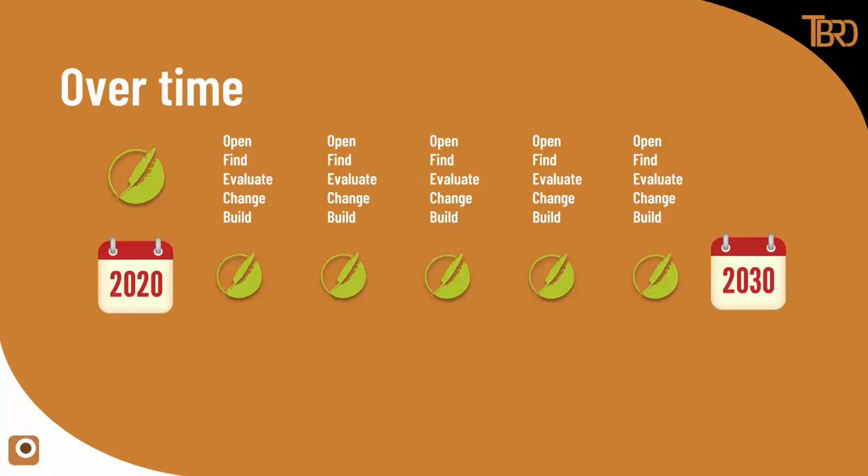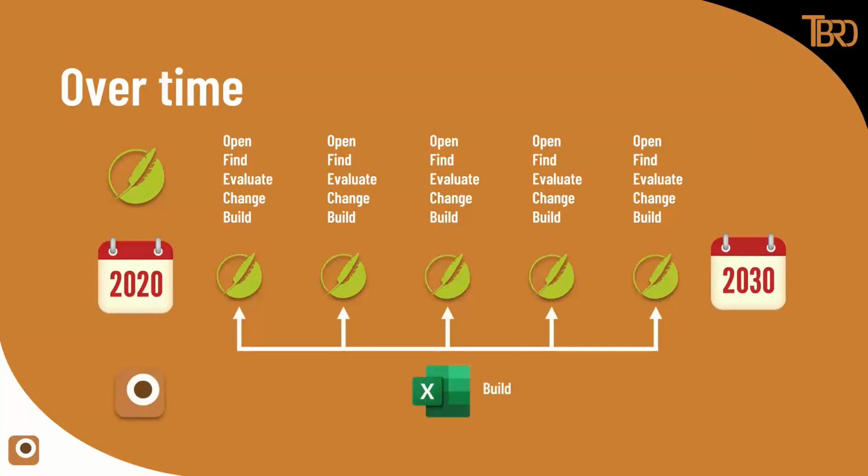Pre the last slide. In the target control world, it's quite different because we don't have to open, we don't have to find, we don't have to evaluate, we don't have to change, and we don't even have to build every single time because target control through the storage of all these values in the Excel file can do this for you. And the time it takes, you will see that live in a short while.